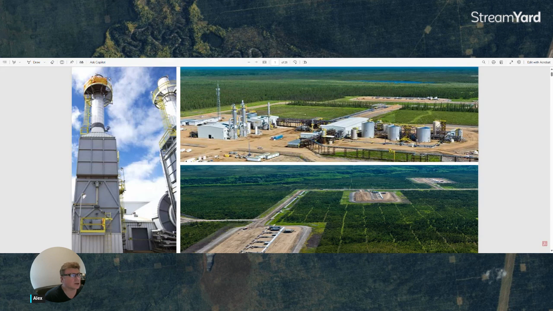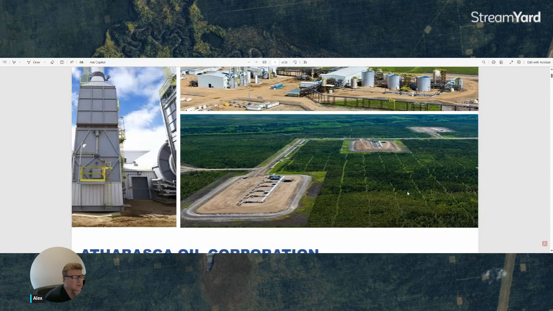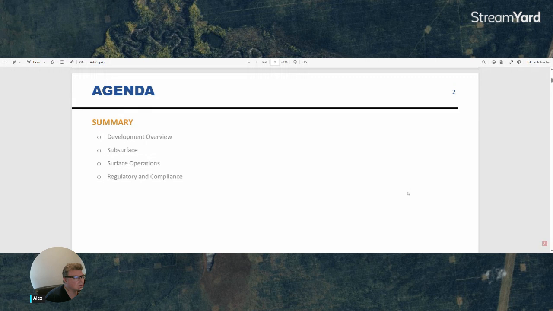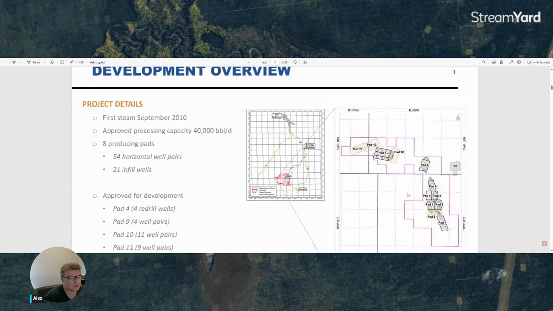But last week we talked about MEG, Christina Lake asset. So this week we're talking about Leismer Athabasca asset. So D54 directive. So here they have an overview, development overview, subsurface overview, surface operations, and regulatory and compliance. We're mostly going to be talking about the technical stuff.